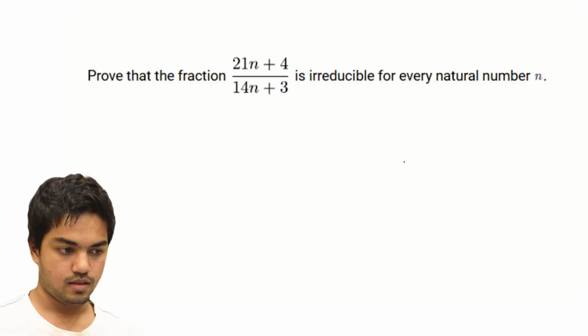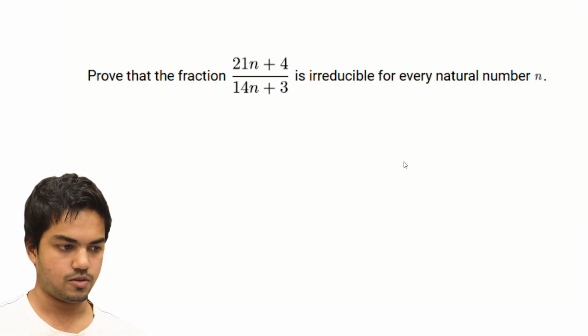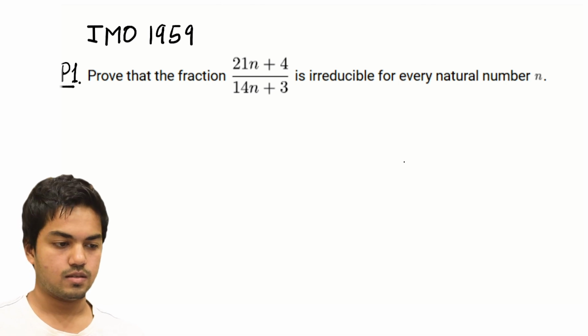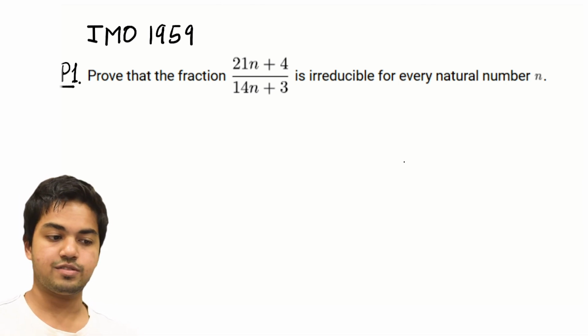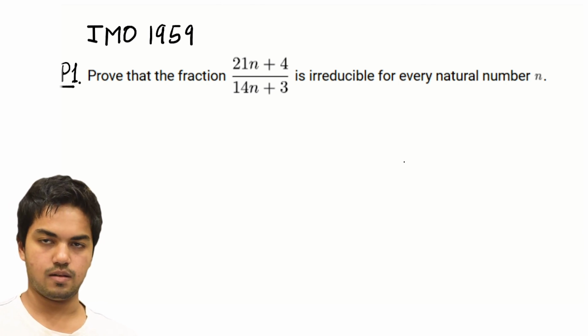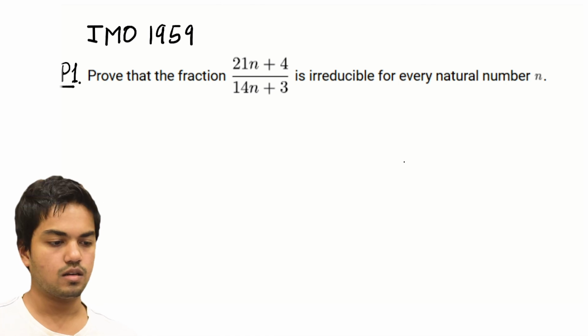So this is the problem that we're talking about. This is from IMO 1959 and it's the first problem. Let's see what the problem says. The problem says: prove the fraction (21n + 4)/(14n + 3) is irreducible for every natural number n. Let's try to unpack that.